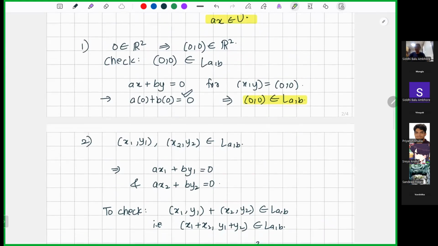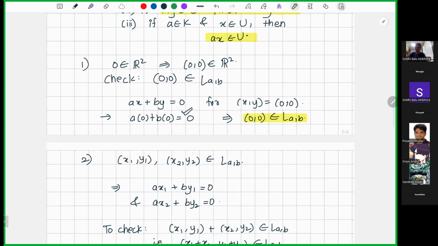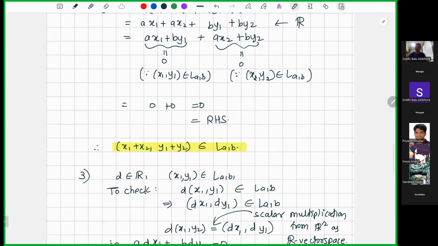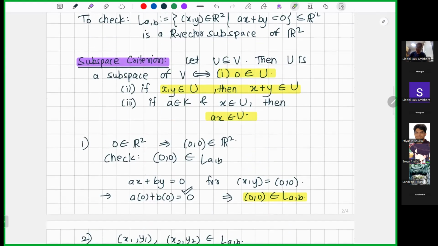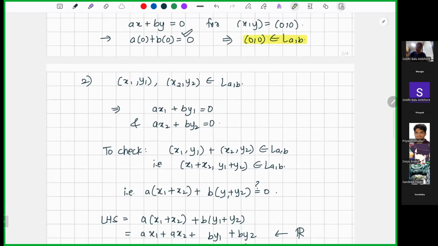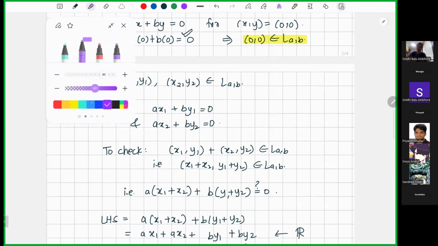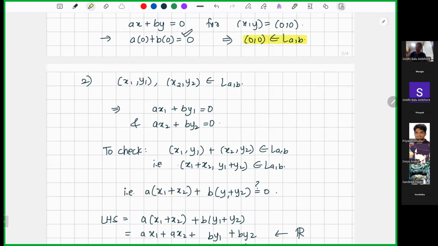So when I am doing this addition here and scalar multiplication, I'm following this addition from the structure of R2 as R vector space.